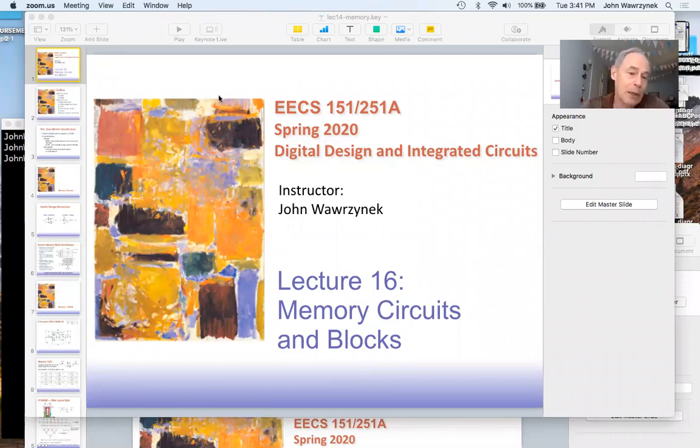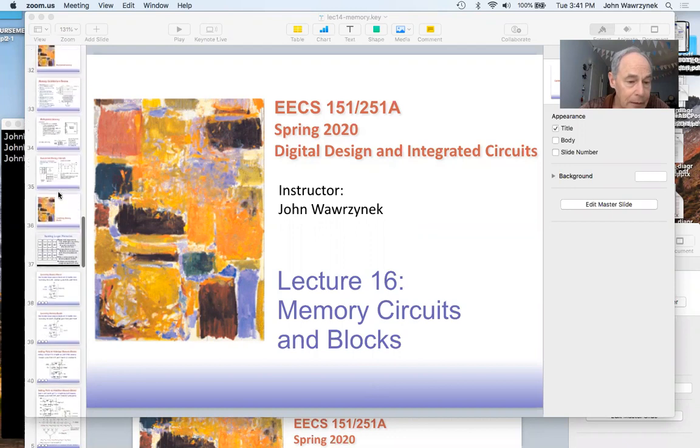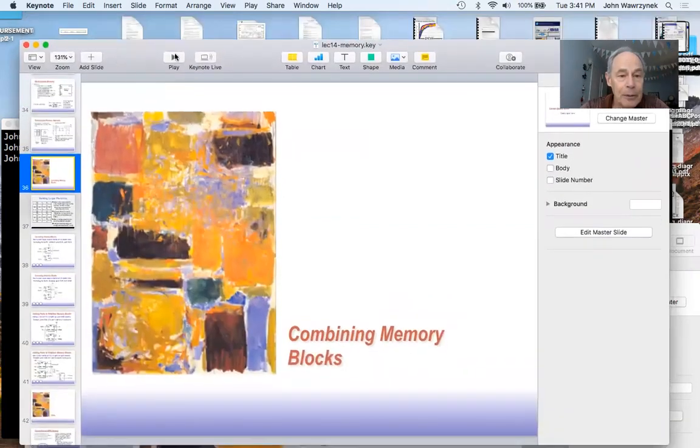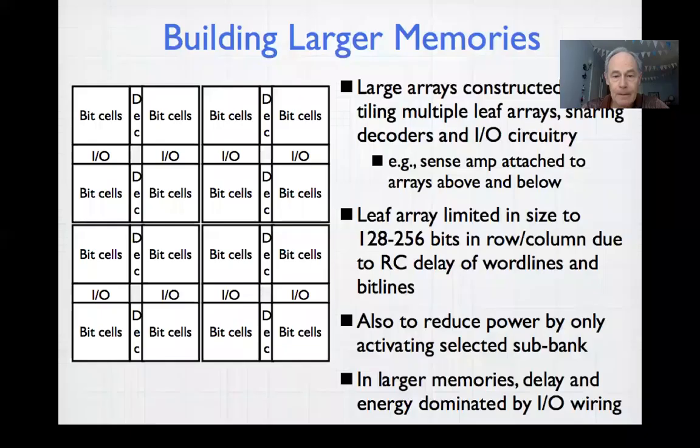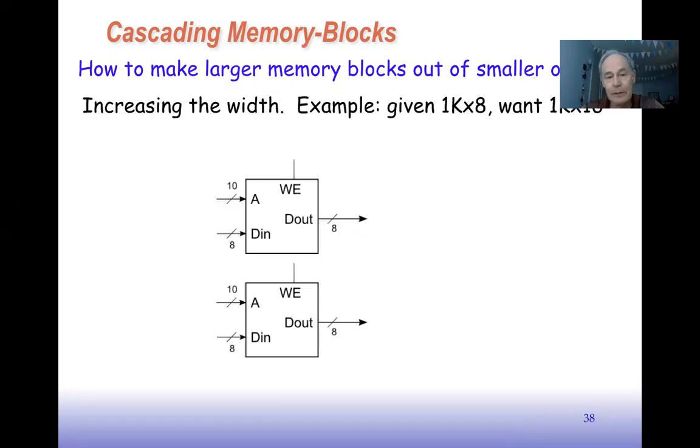So the first memory, I'm going to move forward to where we were last time. Somewhere around here. We're talking about combining memory blocks. We talked about how you can use multiple instances of a smaller memory block to make a larger one. We make larger memory blocks in two dimensions: one is to make the words wider, and the other is to make it deeper. As a quick review, last time we talked about increasing the width.